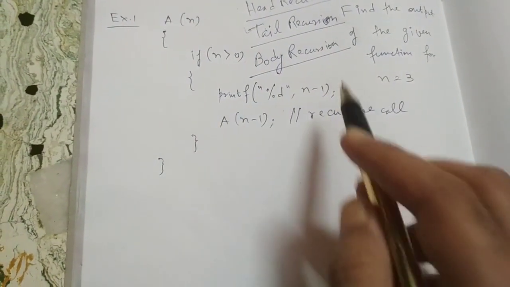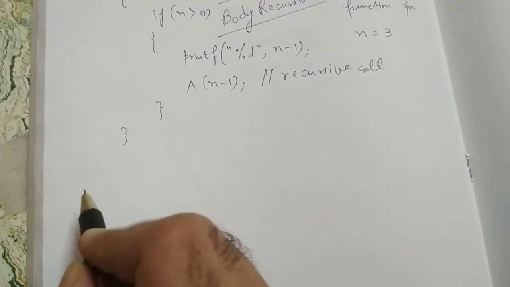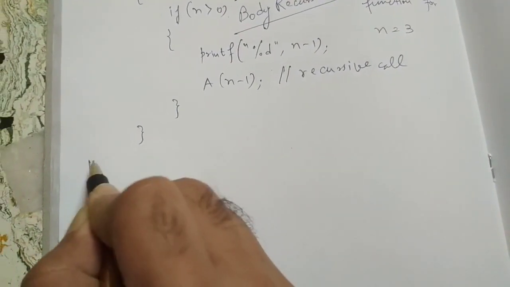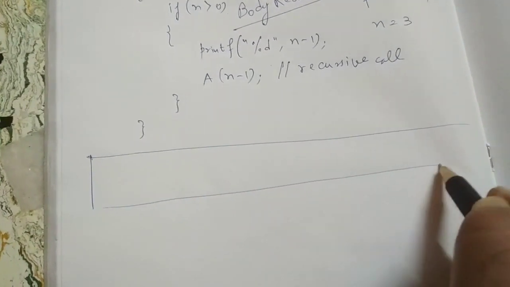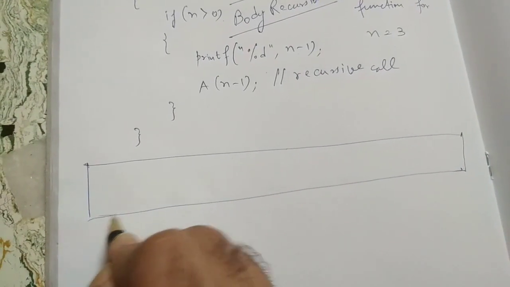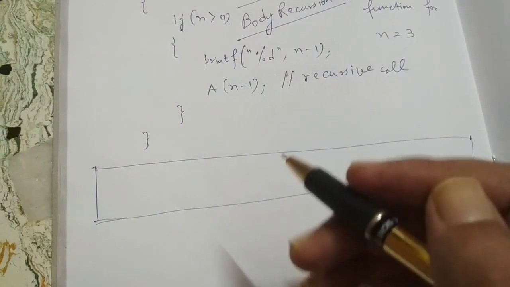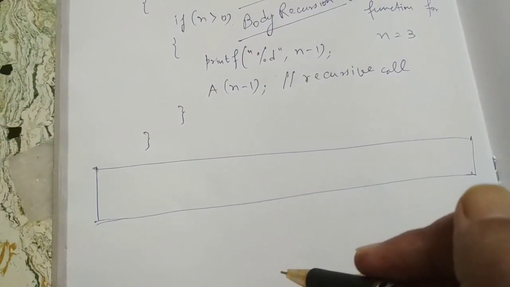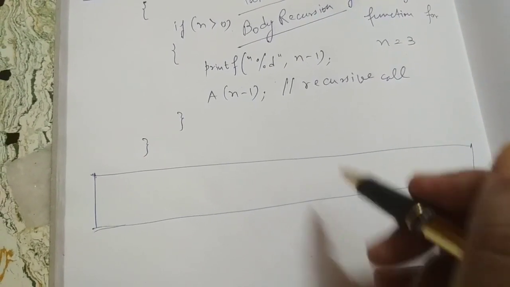Now let's proceed to find the output of this recursive function for n is equal to 3. What I'll do is draw a stack. So this is my stack. I'm drawing my stack horizontally because I want to show you the entire output on a single page. If I draw it vertically, I would take up much more space, and it may happen that I cover this entire page.